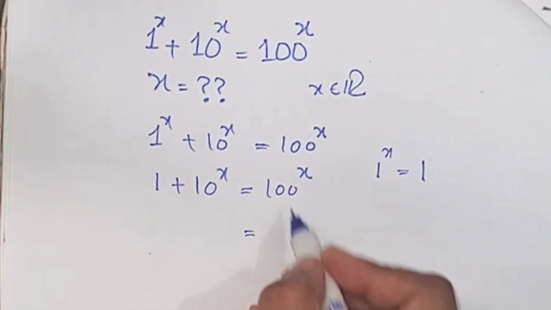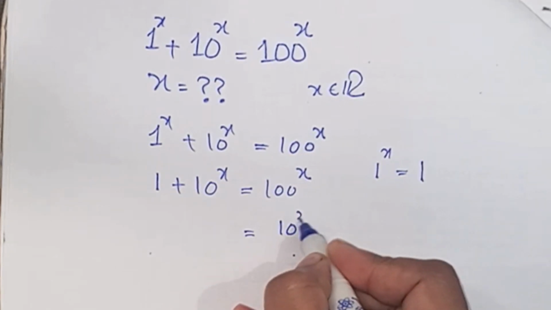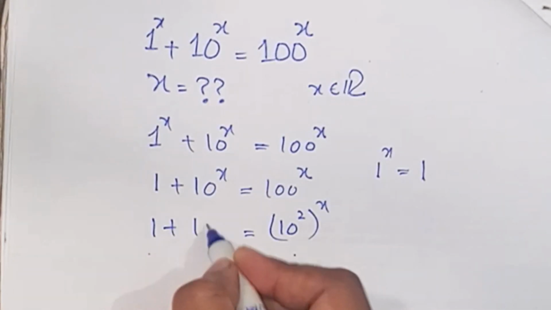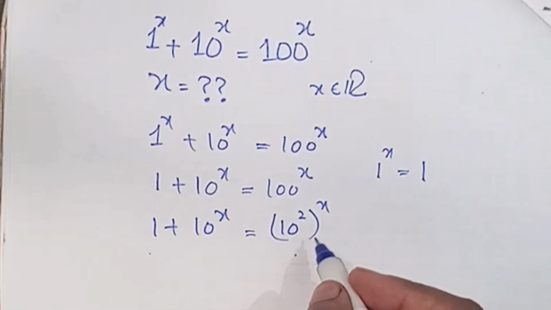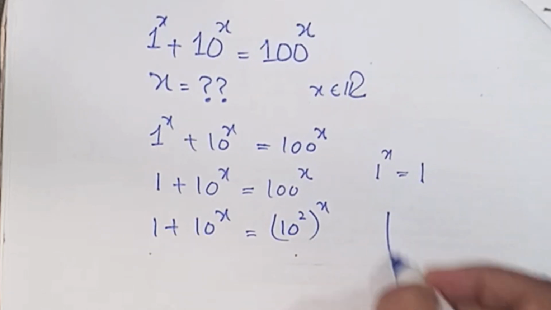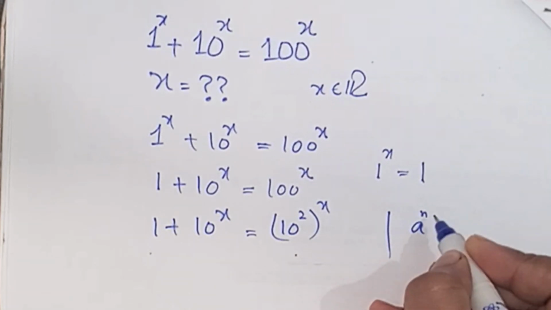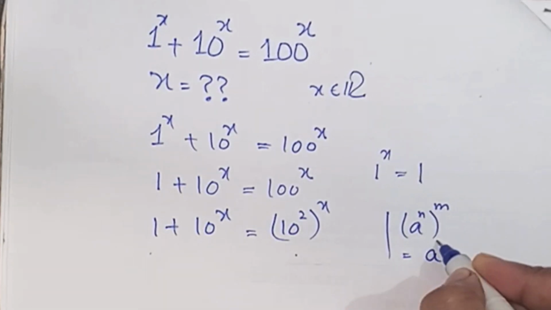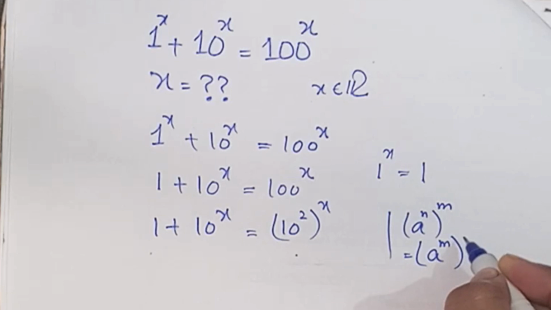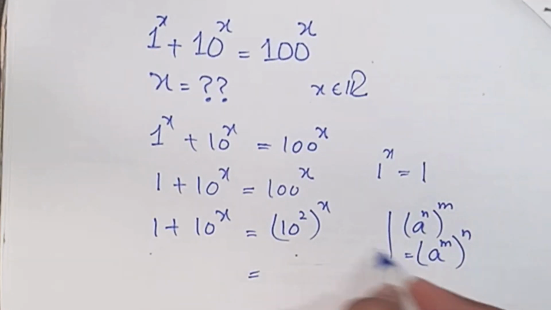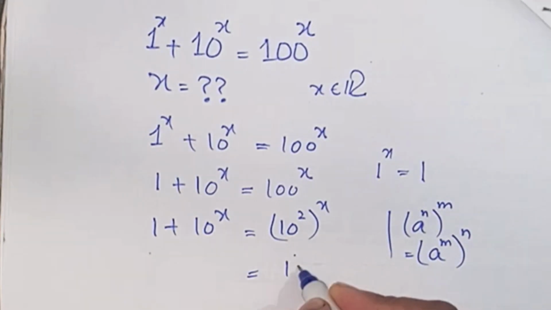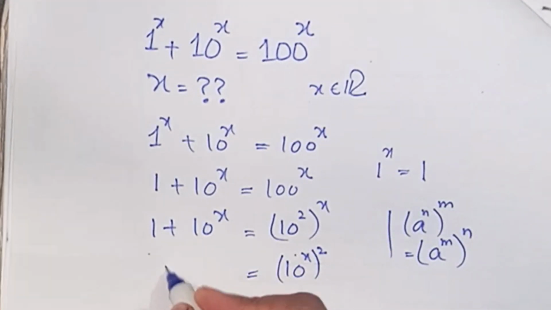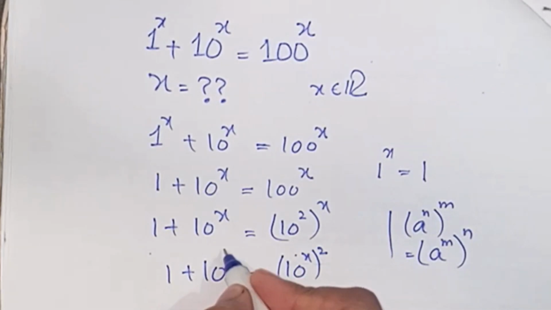Now we write 100 as 10 squared, to the power x, and on the left side we have 1 plus 10 raised to the power x. Here we use the exponent property: a raised to the power m, raised to the power n, is equal to a raised to the power m times n. Using this property, we write this value as 10 raised to the power x multiplied by 2, and the other side is 1 plus 10 raised to the power x.